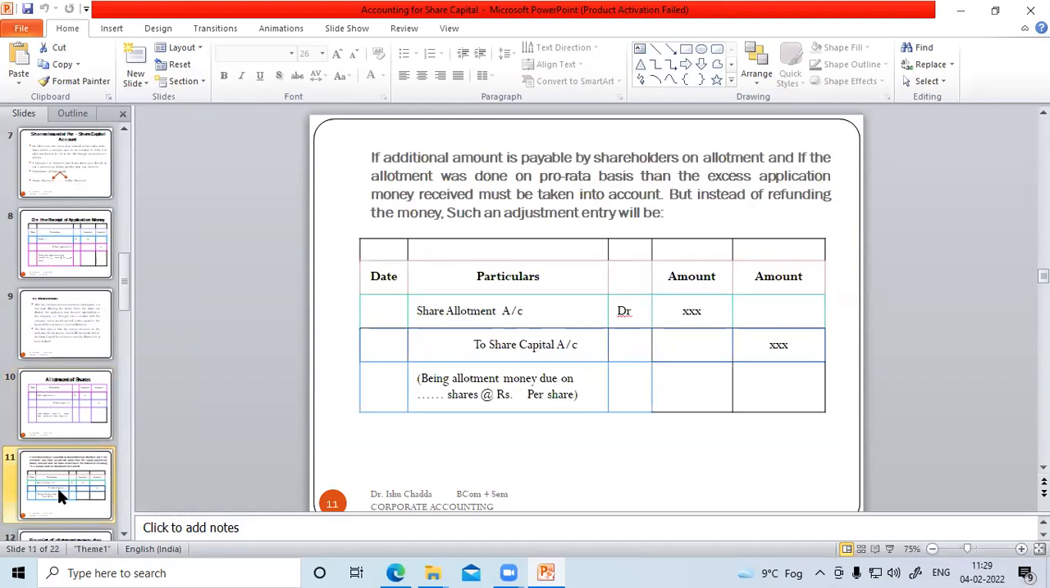Next, if an additional amount is payable by any stakeholder on allotment, and if the allotment was done on a pro rata basis, the excess application money must be taken into account. But instead of refunding this money, such an entry will be made. If you receive any excess amount from the shareholders on allotment, or you have done allotment on a pro rata basis, that means you have to adjust that particular money. So instead of refunding it, you adjust that money in the first call, second call, third call.